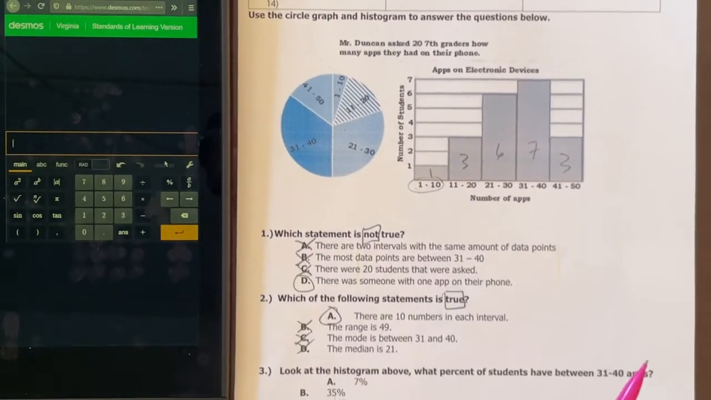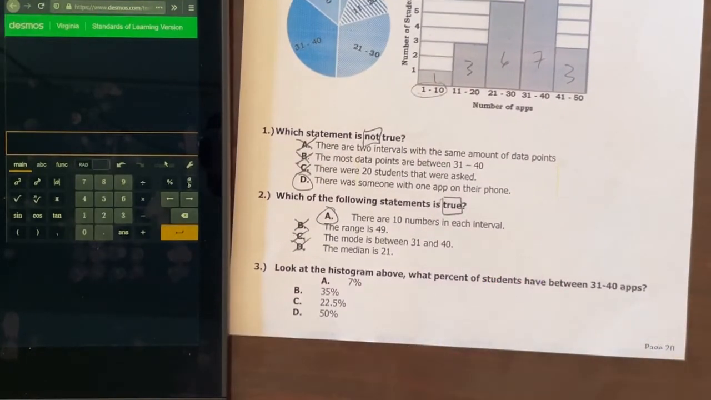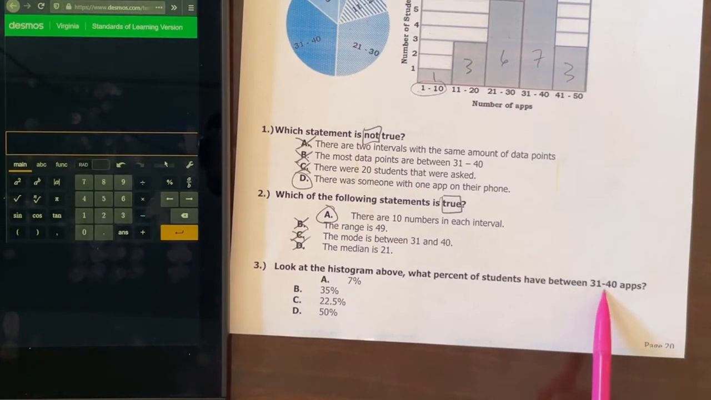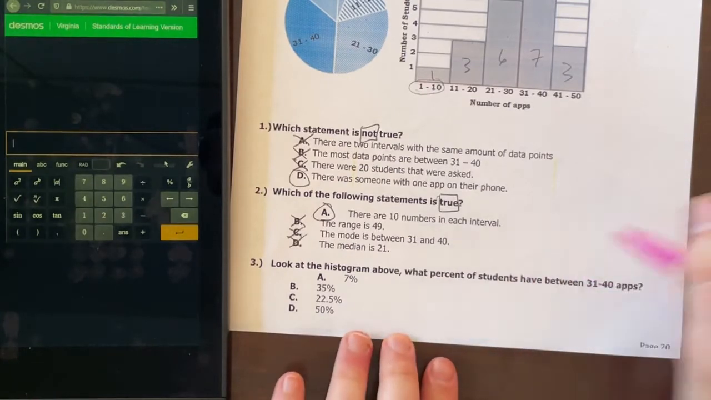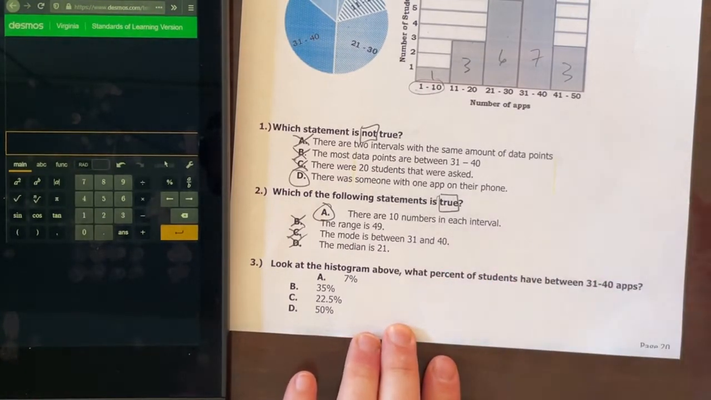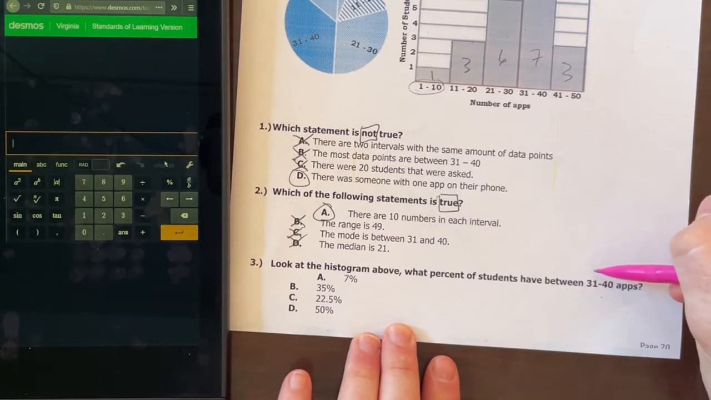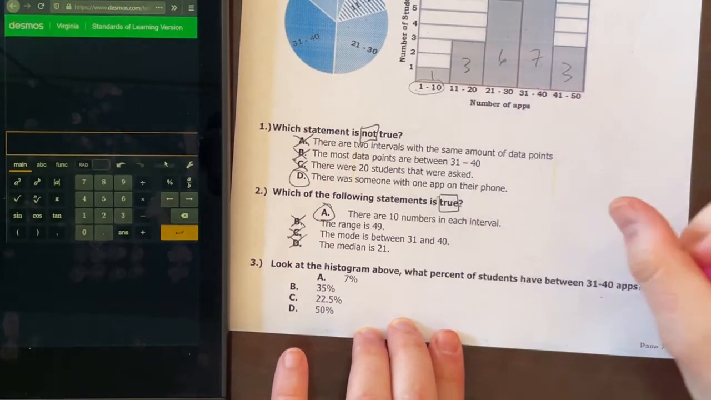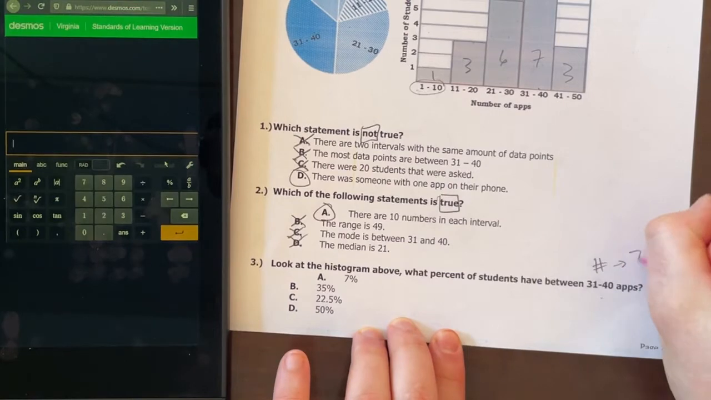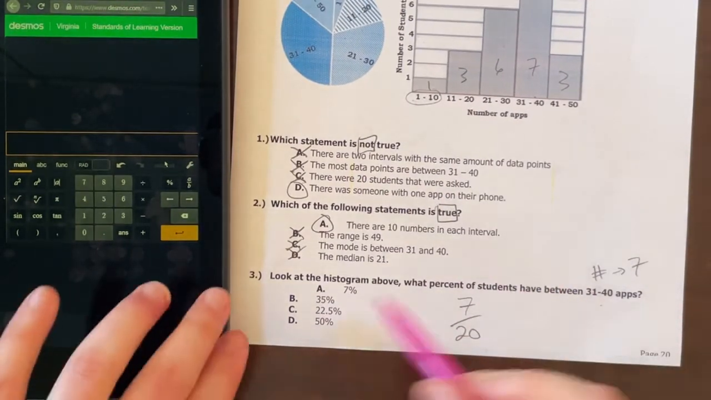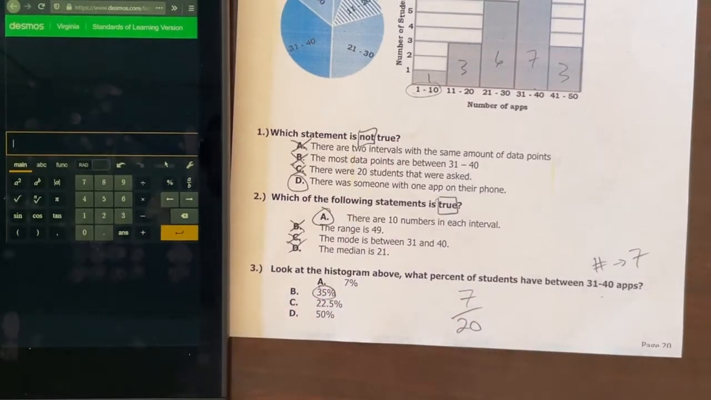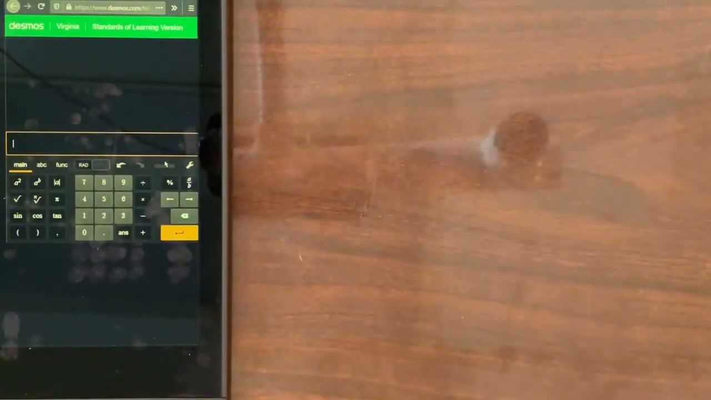And then for number 3, let me scroll that up. It says, look at the histogram above. What percent of students have between 31 and 40 apps? So how do we do this? Well, we have to take the number of people with 31 to 40, which is 7. How many total? It'd be 7 over 20, which is the same as 35%. Very similar to using probability.